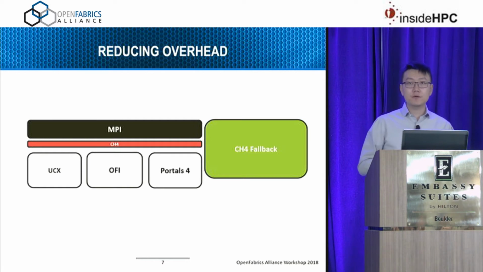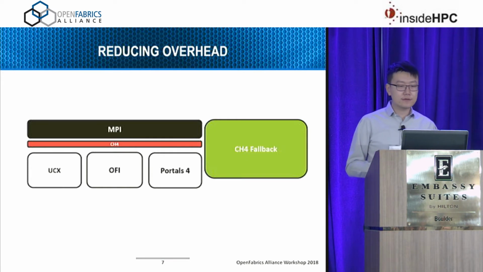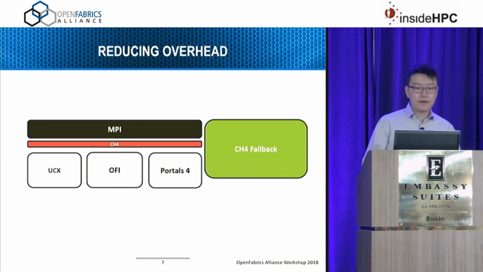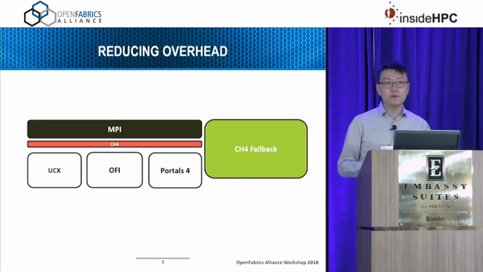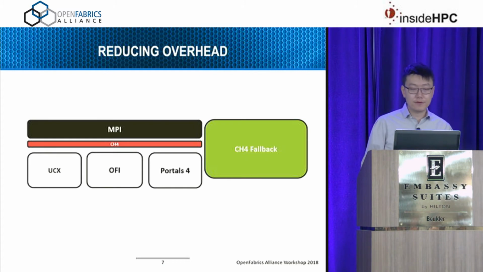The way we're doing this is basically removing all the function pointers that we used in the CH3 design, because we found those are pretty expensive, and we're trying to inline as many functions as possible in the performance critical path. For example, ISend, IReceive, and put/get.